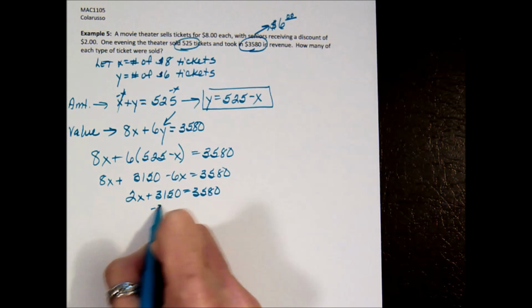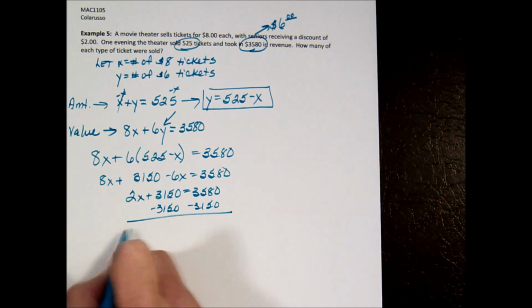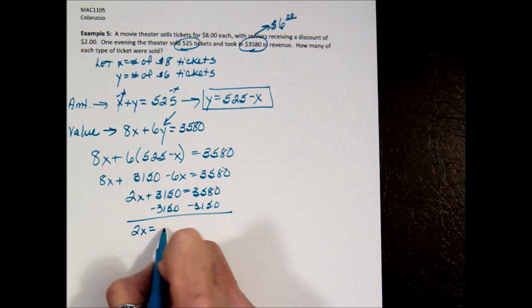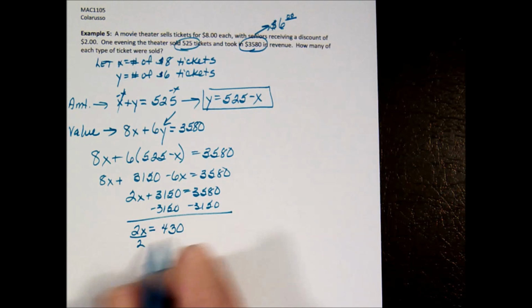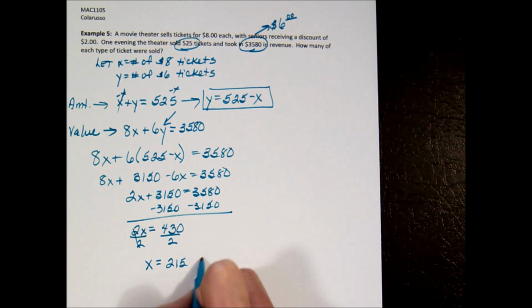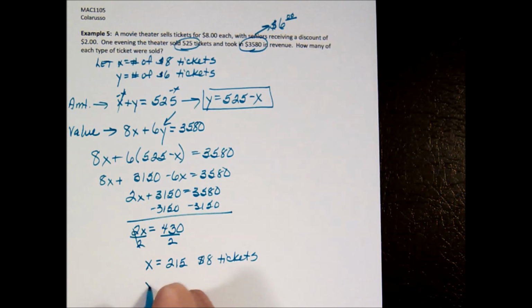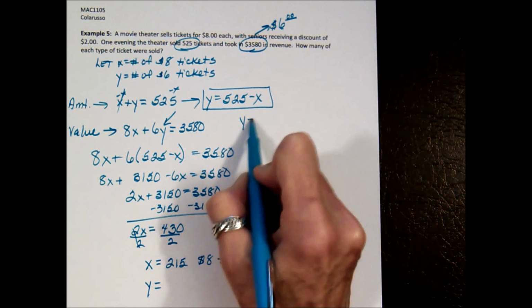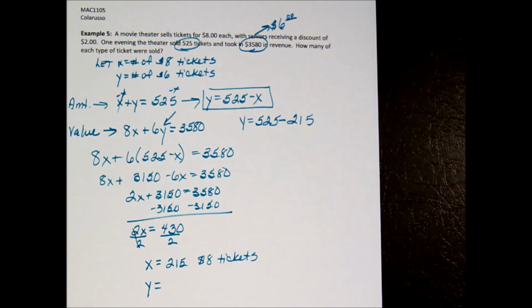We're going to subtract the 3150 from both sides, and that gives you 2X equals 430. Divide by 2, and we get X is equal to 215 $8 tickets were sold. Now we need Y. So I go up here and I say Y is equal to 525 minus what I just found for X. So Y equals 310 $6 tickets were sold.